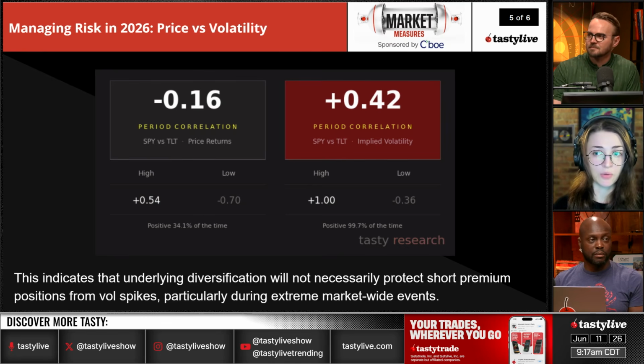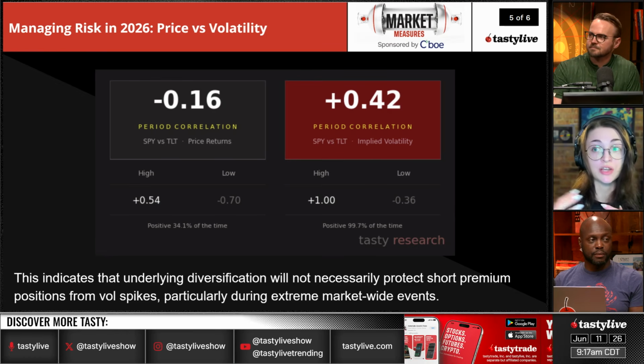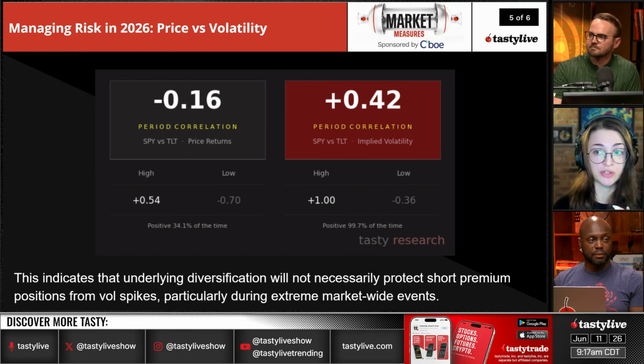Right. And that's why price diversification, I would argue, is not a very reliable strategy for short premium portfolios. You can use it for capturing short term deviations in the trend, or short term trends in the relationships between these two assets. But diversification with options is something that we would really use the Greeks for a little bit more.